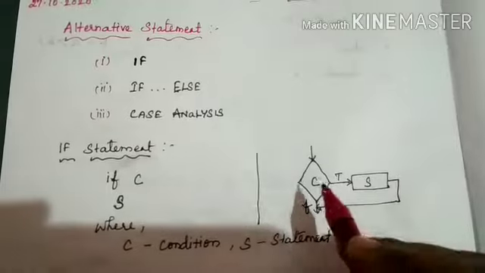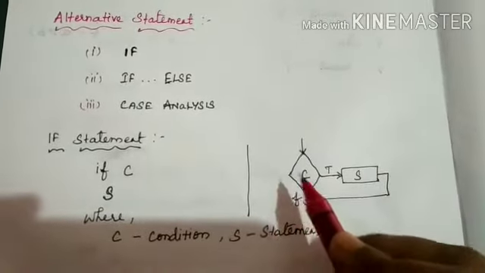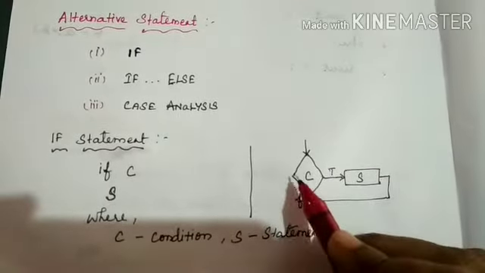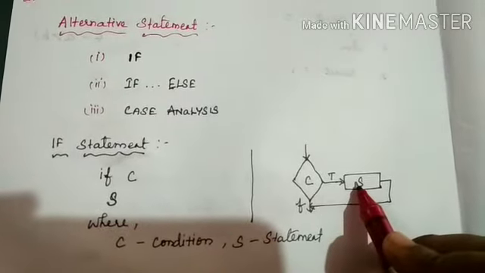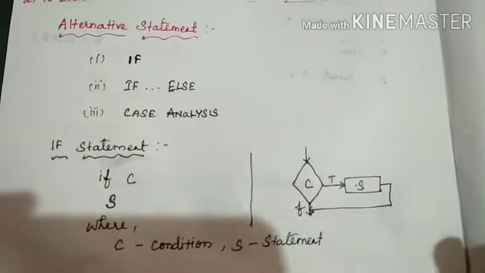The equivalent flowchart, we already know about this. The diamond shape is used for conditional statements. So here the diamond shape is used. Put in the condition. If the condition is true, the statements are executed. If the condition is false, the flow is skipped.